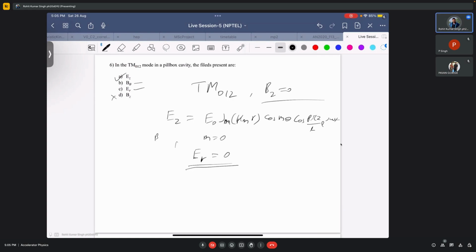Yeah. So ER will be 0 in this mode. You can also see this from the boundary condition, right? ER is the tangential component, right? Oh, no, no. ER is not the tangential, sorry. ER is the normal component, so it doesn't need to be 0. D theta is also not 0.